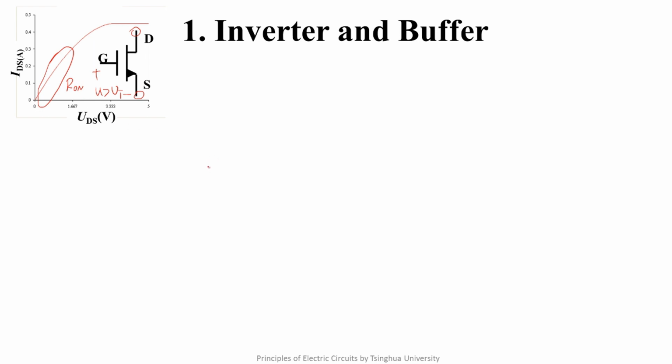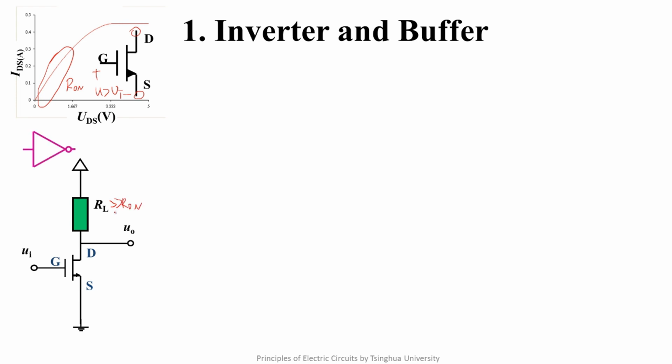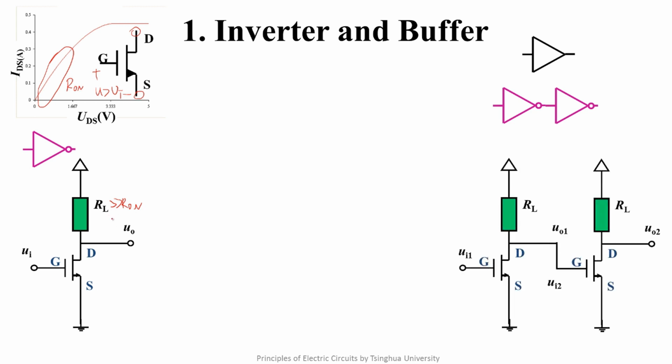In lecture 25, we introduced the inverter constituted by MOSFET, in which the value of RL is much larger than Ron. This is a symbol of the inverter. Sometimes we need the buffer. A buffer is a cascade connection of two inverters. In its topology, the output of one inverter is connected to the input of another inverter. The whole circuit's input and output forms a buffer.